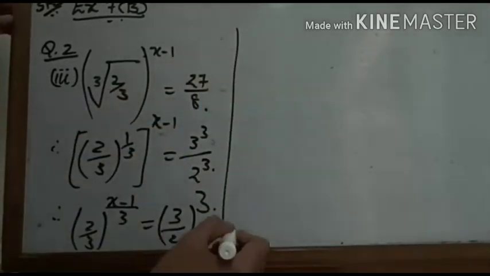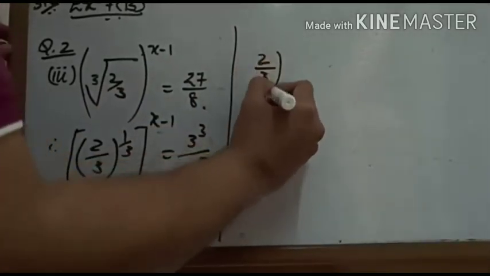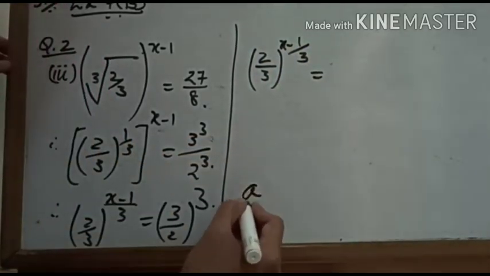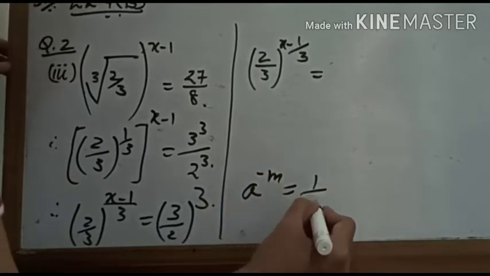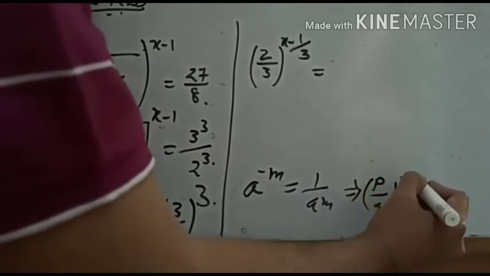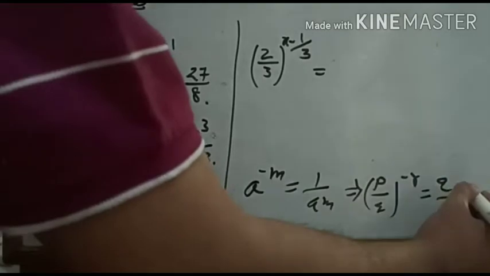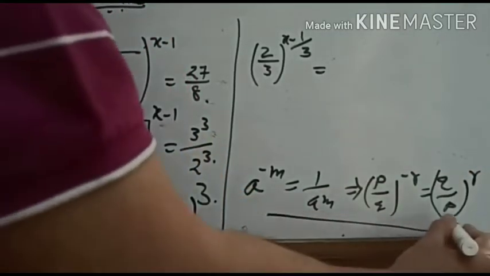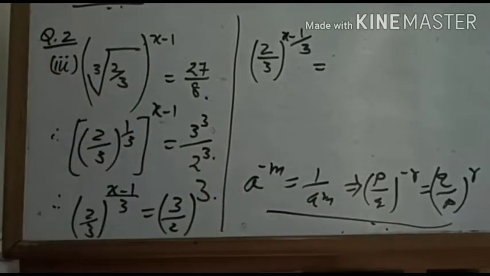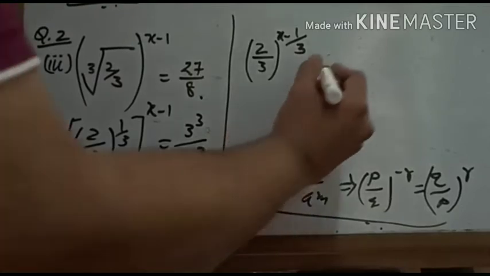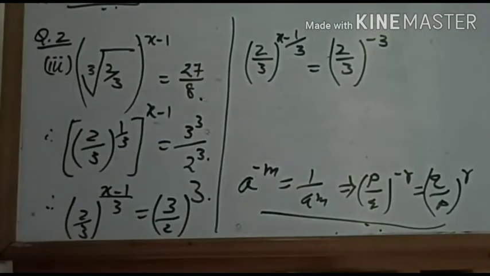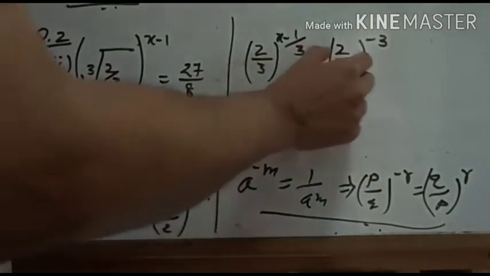So what I am going to do, you observe it carefully, I am going to apply one of the rules of indices. I hope you remember this rule that a raised to negative m is 1 upon a raised to m. And the extended rule of this is that (p upon q) whole raised to negative r can be written as (q upon p) whole raised to r. I hope you remember this rule. So I am going to use this on the right side of the equation. It is (3 upon 2) the whole cube, so I can write it as (2 upon 3) whole raised to negative 3.